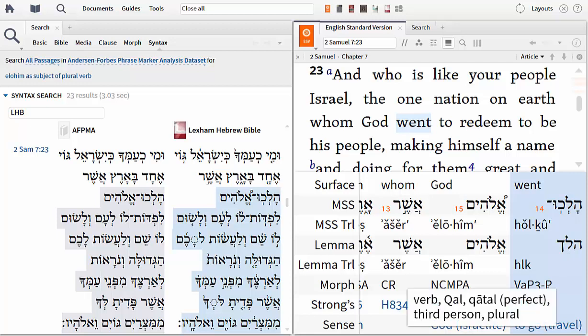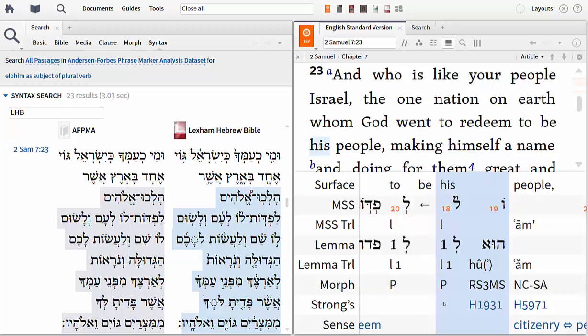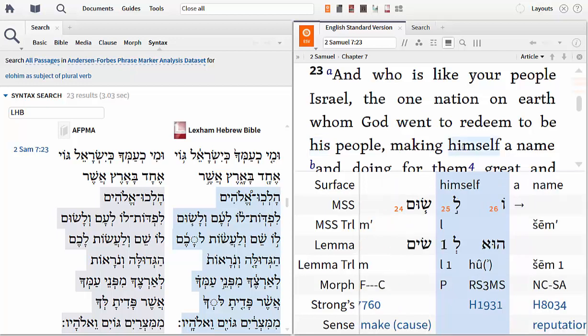This is, if we hover over the grammar information, a plural verb form. So here we have Elohim as the subject of a plural verb form. But it's still semantically singular. Why? How do we know? Look at the verse. Who is like your people Israel, the one nation on earth whom Elohim went to redeem to be his people? We have a singular suffix, making himself, singular suffix, a name.